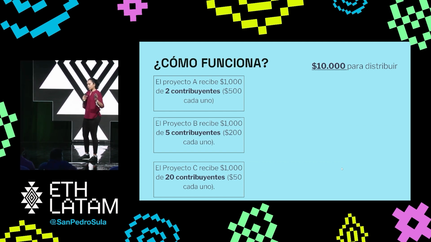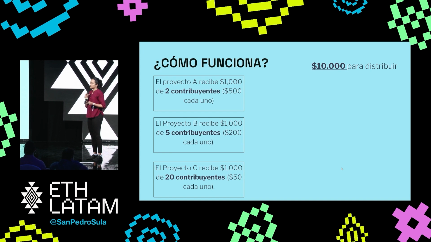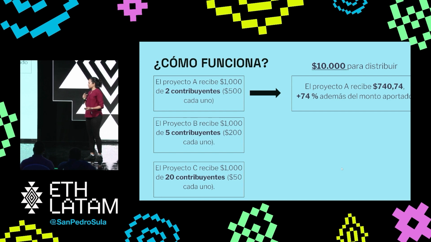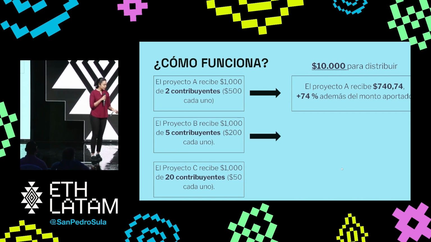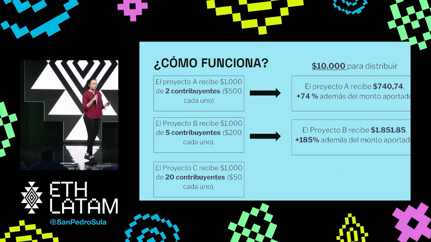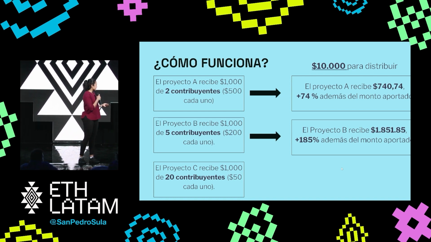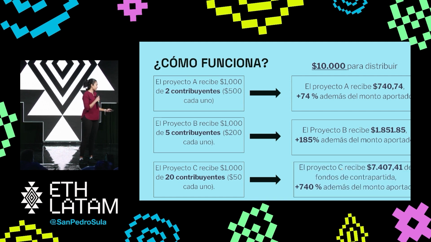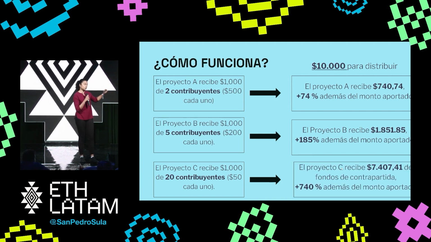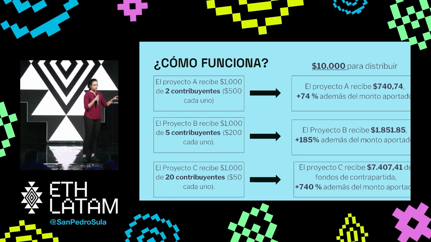And so when you look at how much funding each project gets from the $10,000 matching pool, you would see that the first project would end up receiving $740 out of the matching pool. The second project would end up receiving close to $2,000, and this is the project which has a few more voters than the first one. And the very last project ends up receiving the most money, and the reason for this is that it has the most voters.